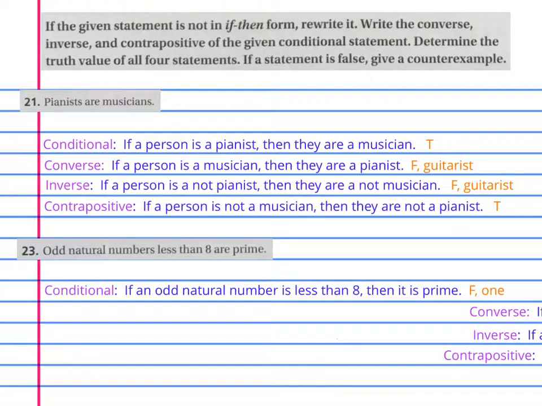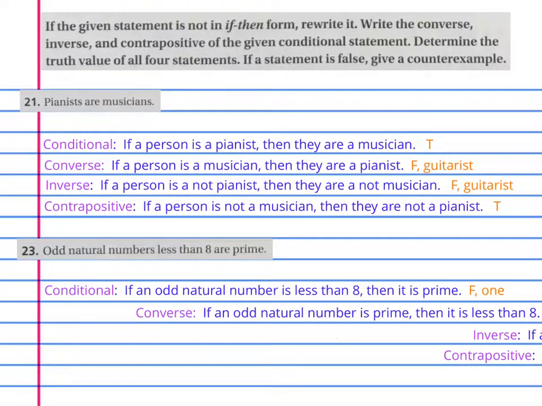So now the converse, and remember the converse, remember how I switched my Converse sneakers, the order of my sneakers, by stepping my feet over themselves? Okay. You switch the order. So if you say if an odd natural number is prime, then it is less than 8. Okay, that's the converse. What do we think about that? True. If an odd natural number is prime, then it's less than 8.